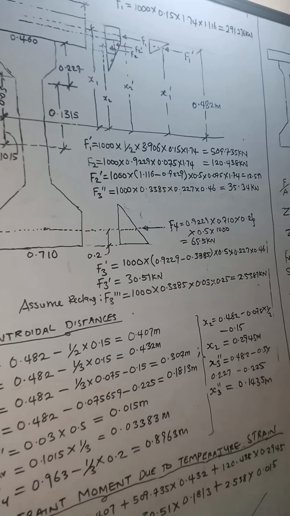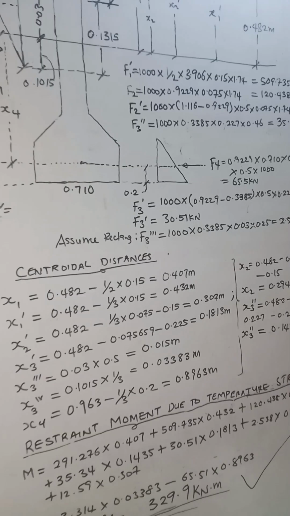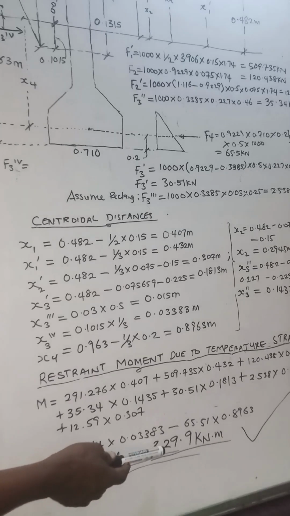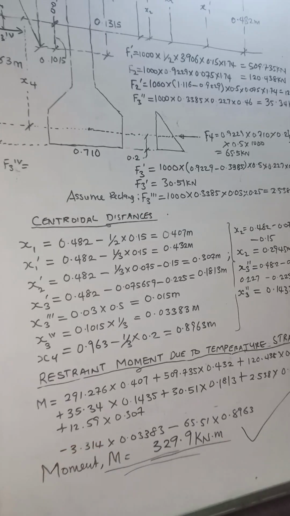Having gotten the centroidal distances, we can now proceed to obtain the restraint moment due to temperature strain. Okay. Now you can see from the board, I've been able to multiply them by their centroidal distances. And if we do that carefully, you will discover that the moment obtained is 329.9 kilonewton meters, okay?